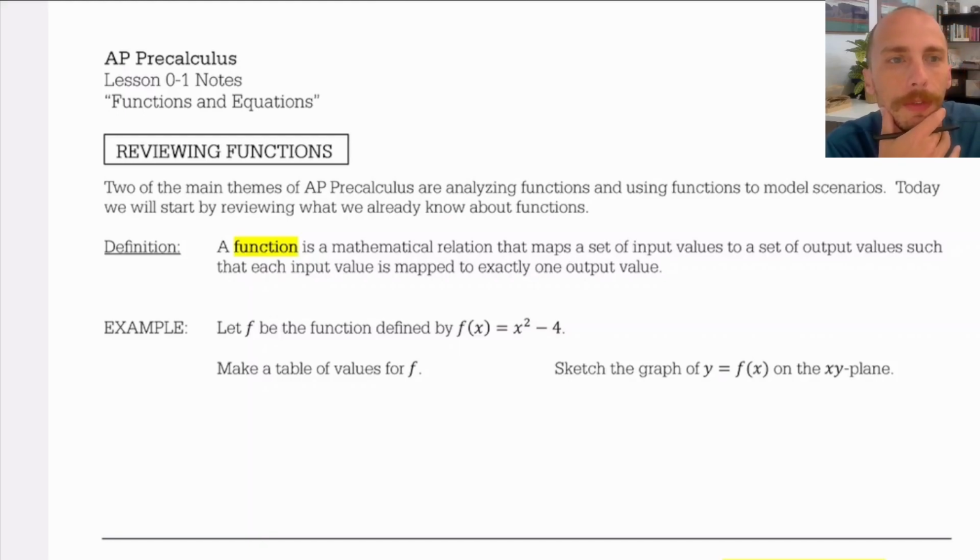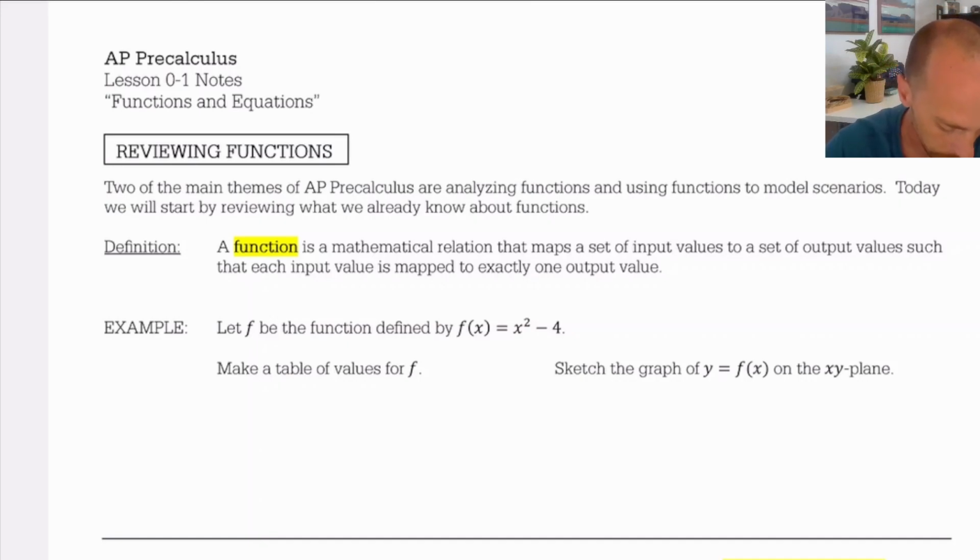Alright, welcome. In this video, we're going to start our pre-calculus course with a little discussion of functions and equations. And like it says on your notes, two of the main themes of AP pre-calculus are going to be analyzing functions and using functions to model scenarios. And today we're just going to start with basics, right? What do we already know about functions?